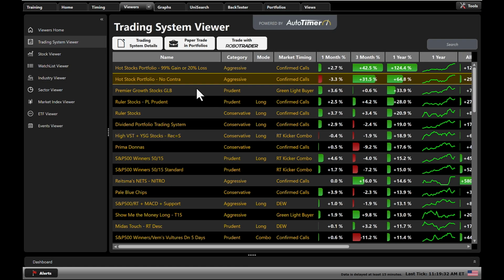But the main way I use these is as idea generation. So I check them daily. You can see when there are new buys and sells, and it's a good way to just stay ahead of the market and get new ideas, just like with the stock viewer and watchlist viewers.